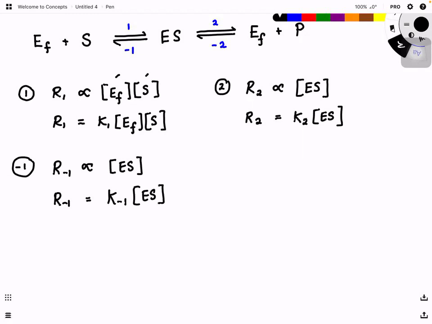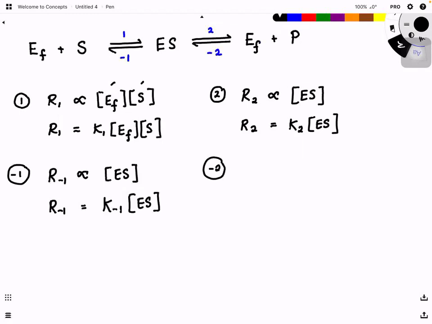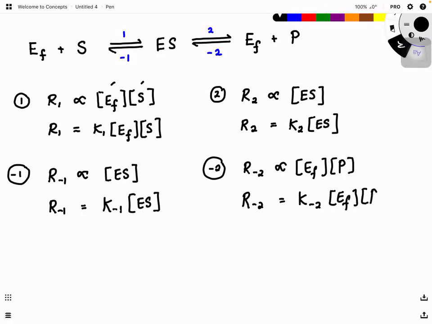And the last reaction here, -2. How fast can I form back this ES complex? So rate number -2 is actually proportional to the free enzyme and also the product. So rate -2 equals K -2 multiplied by EF and P. So this is mathematics, right? We learn about this in chemistry also, the rates.